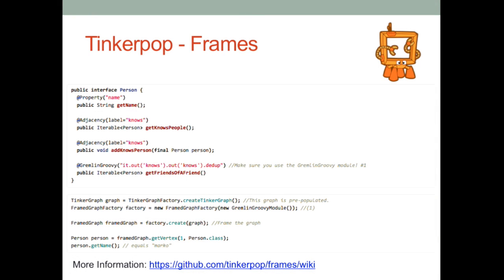Tinkerpop. So rather than just do another bullet point here, I thought some code would be interesting. This is an example pulled from their website. Those who might be familiar with annotation-based persistence frameworks will find it fairly familiar. You can map properties to field values, you can map relations to lists in your object, and you can also map queries to objects themselves.